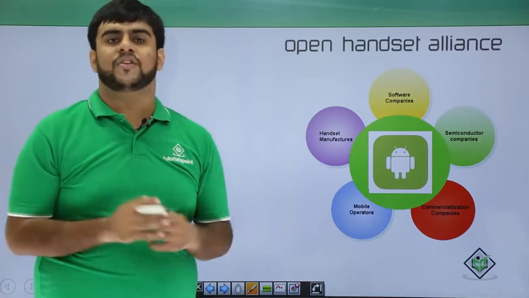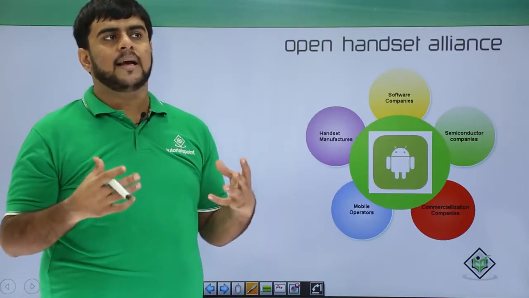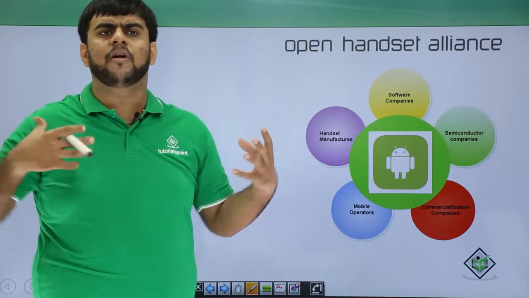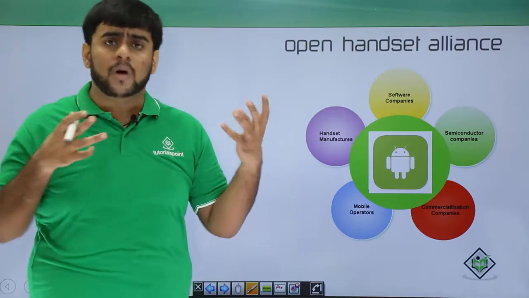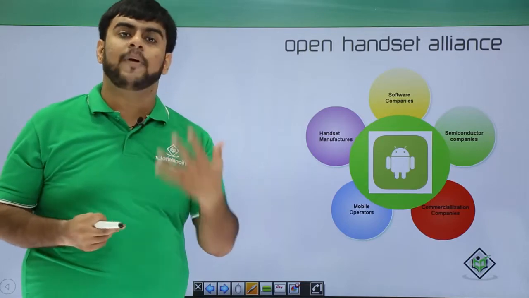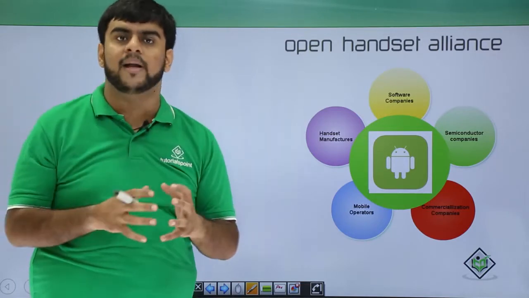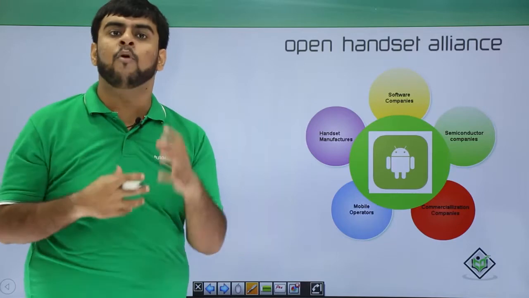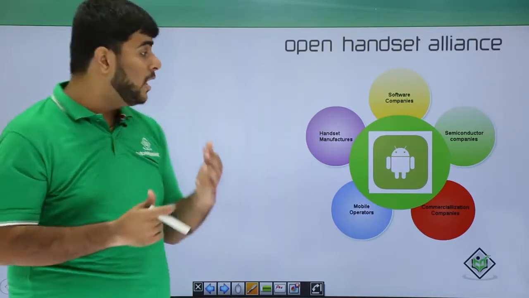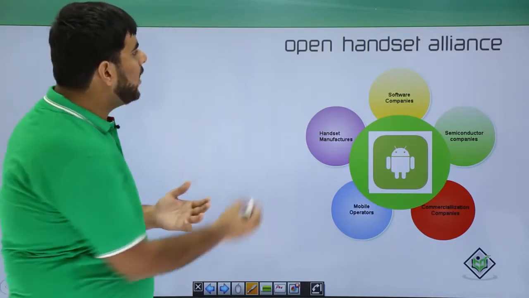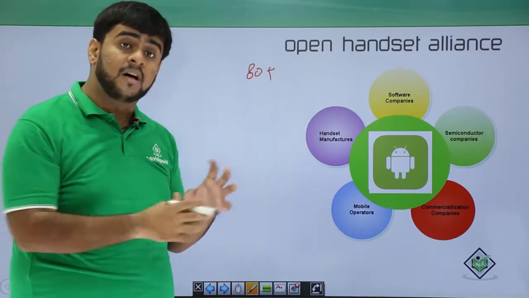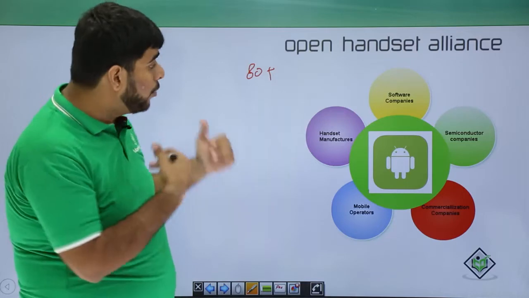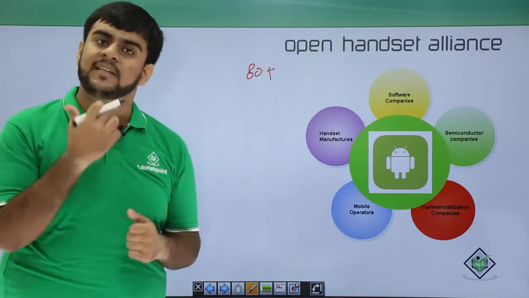Now, the OHA. Actually, Android is not related to Google or specific persons. It's a group of companies that are working together to make this operating system, this environment, a bit better, a bit more innovative day in and day out. How is it happening? It's happening because some 80 plus companies are coming together and forming an alliance to improve this. Now what are these companies?